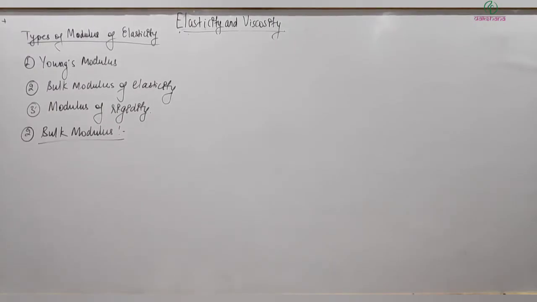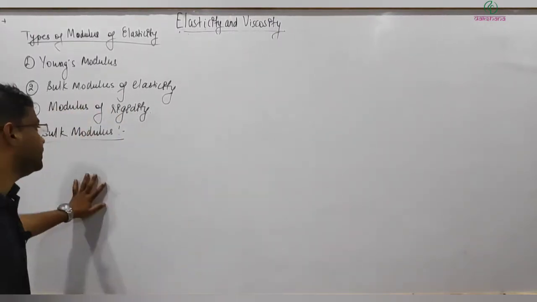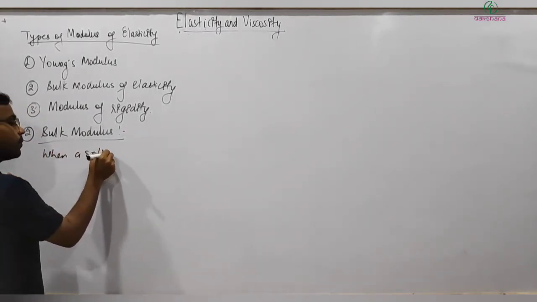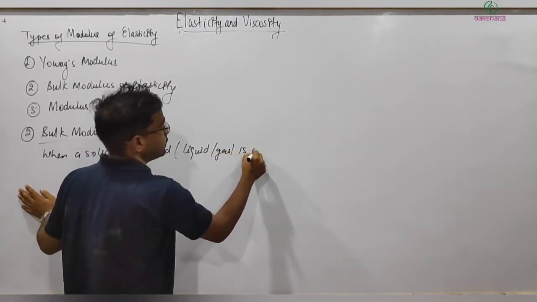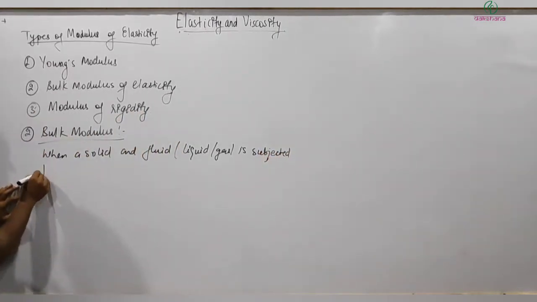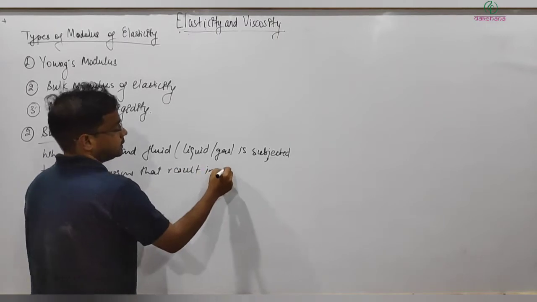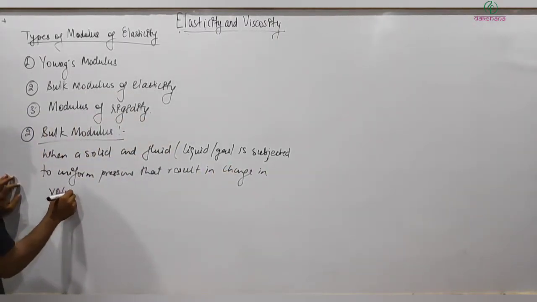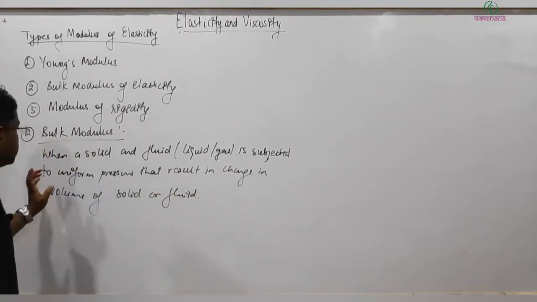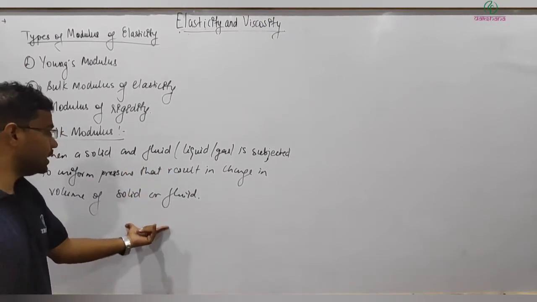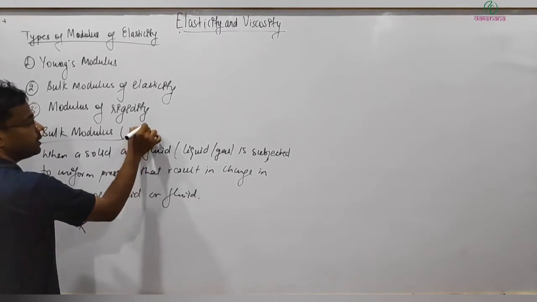Next is bulk modulus. Bulk stress: when a solid or fluid, it can be liquid and gas also, is subjected to uniform pressure that results in change in volume of the solid or fluid, the ratio of bulk stress divided by bulk strain is termed as bulk modulus. Bulk modulus is denoted by letter K, or sometimes by capital B.